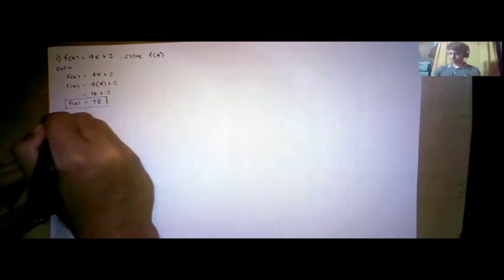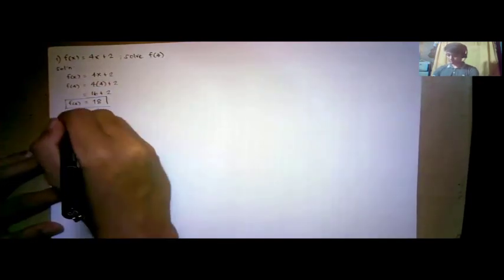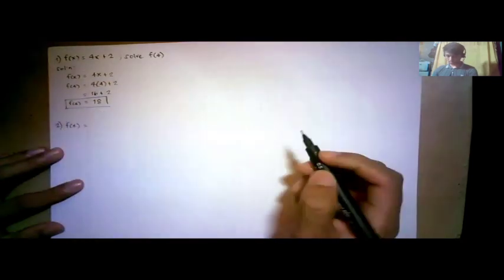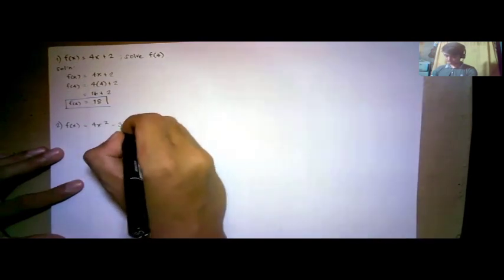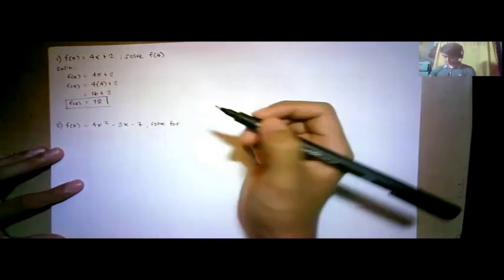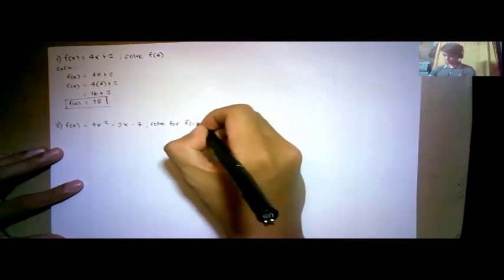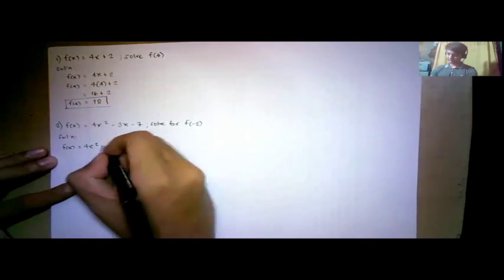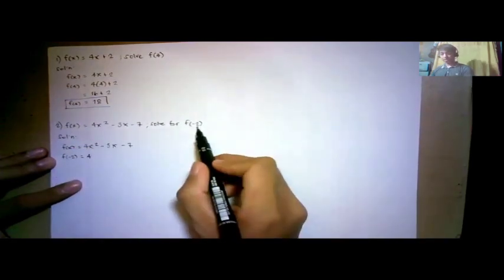So let's have example number 2. I have f of x equal to 4x squared minus 3x minus 7, then solve for f of negative 2. Okay, for the solution, f of x is equal to 4x squared minus 3x minus 7, then f of negative 2 is equal to 4. Again, you need to substitute negative 2 for every variable x here.